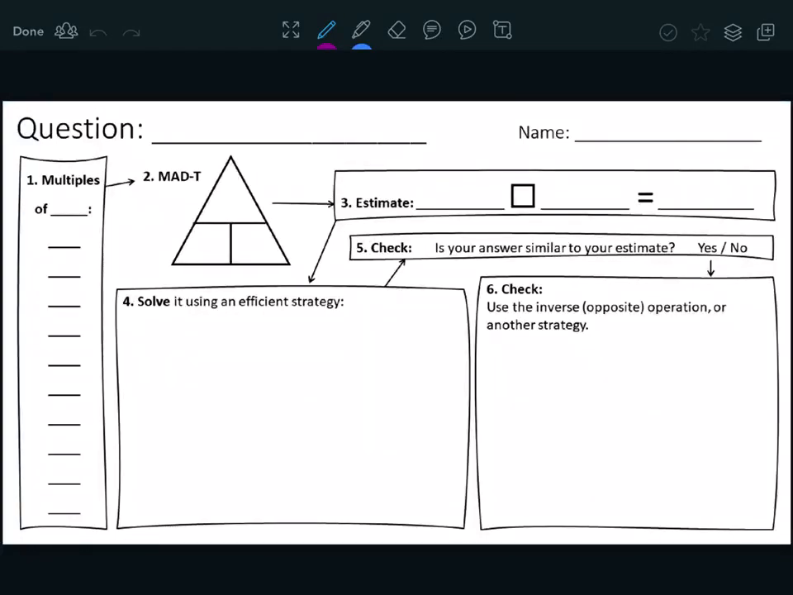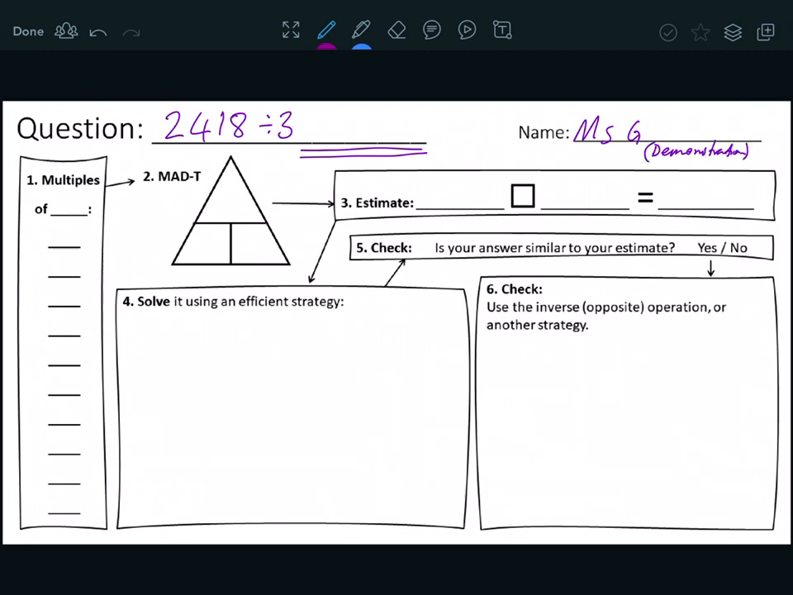Hi everyone, I'm going to show you how to do the Big 7 division strategy now. Okay, so our question today is 2,418 divided by 3, and that's going to be my answer, so I'm double underlining it, ready to go. And it's by me and it's a demo.